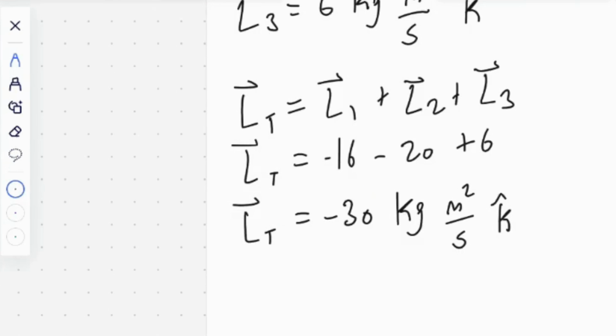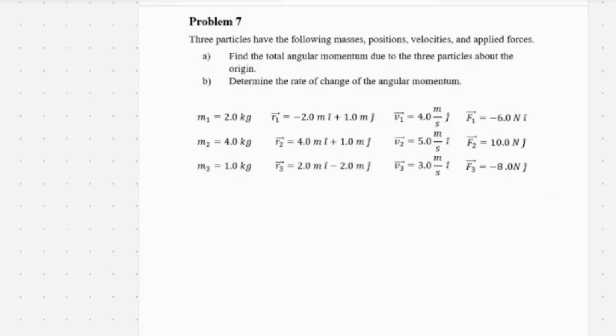Good. And that's the answer for the first part here, what is the total angular momentum about the origin? We can just take the angular momentum of each particle, calculate that individually. We know the position, we know the speed, we know the mass, so we can figure out that. And then once we have those for each particle, we can just add them together. Okay, now for the second part, we want to find the rate of change of the angular momentum.